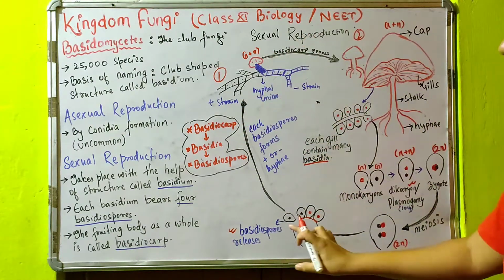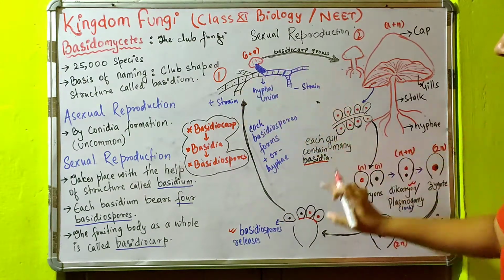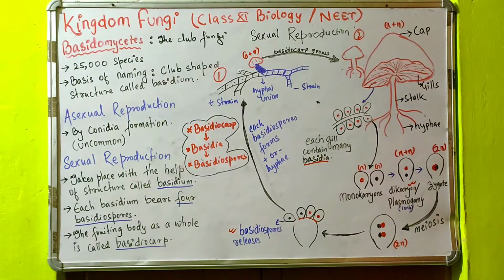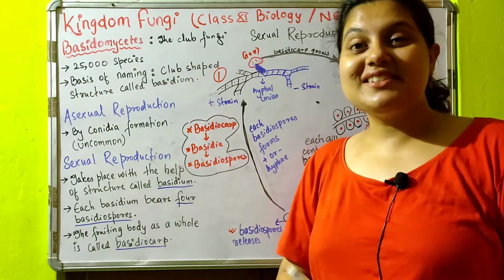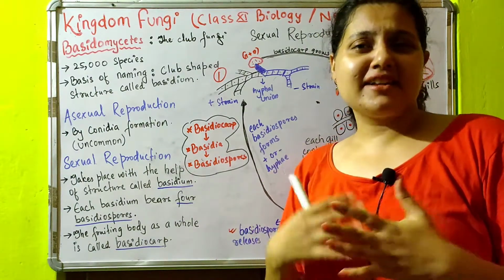Each basidiospore will again form plus hyphae or minus hyphae. Like both the black basidiospores will form plus hyphae and both the red basidiospores will form minus hyphae. This is how the Basidiomycetes reproduce and undergo their complicated life cycle.